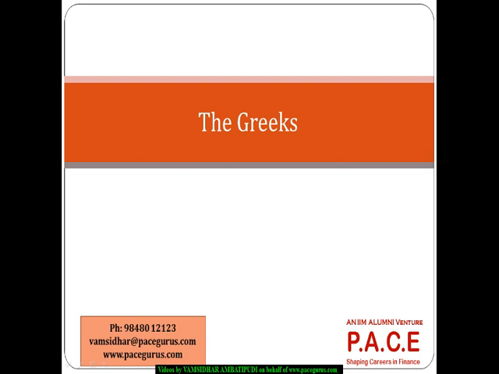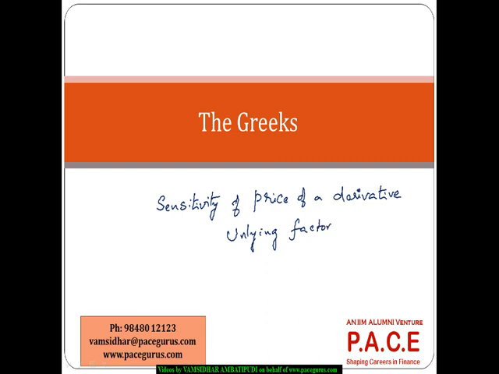Now, let's try to understand the Greeks from the perspective of the derivatives. In the derivative world, when I use the word Greeks, I am talking about the sensitivity: the sensitivity of the price of a derivative when some underlying factor is changing. When the underlying factor changes, by what extent is the price of the derivative going to change?